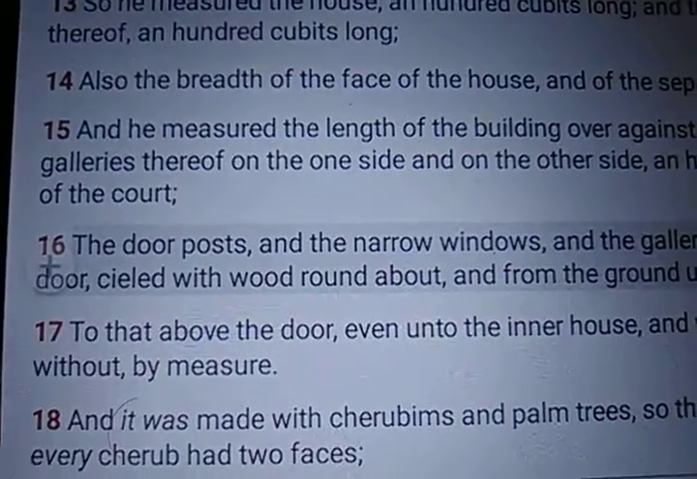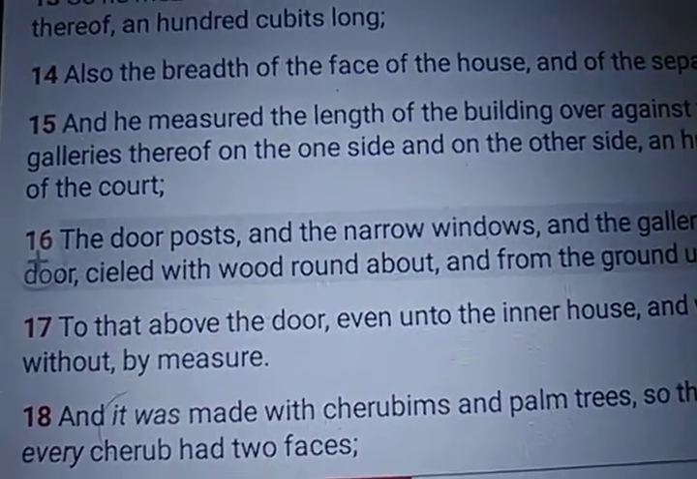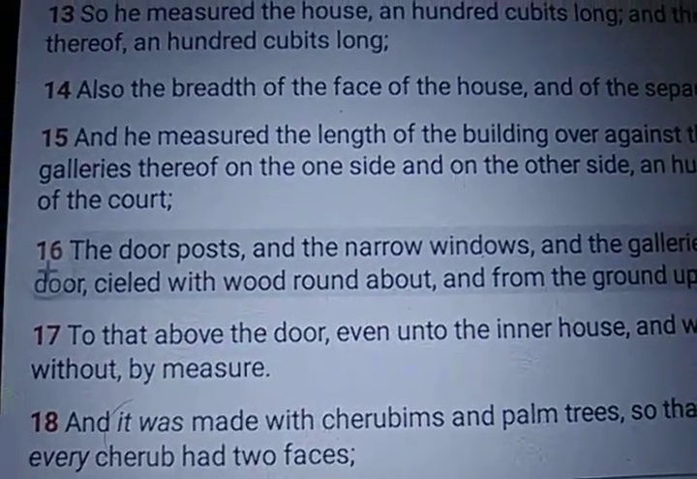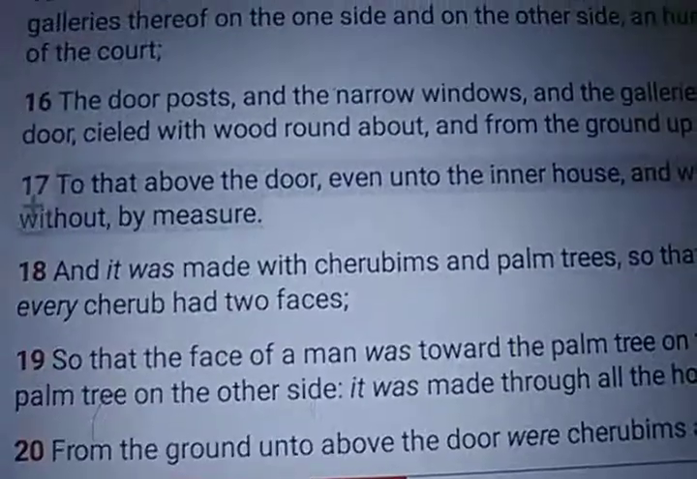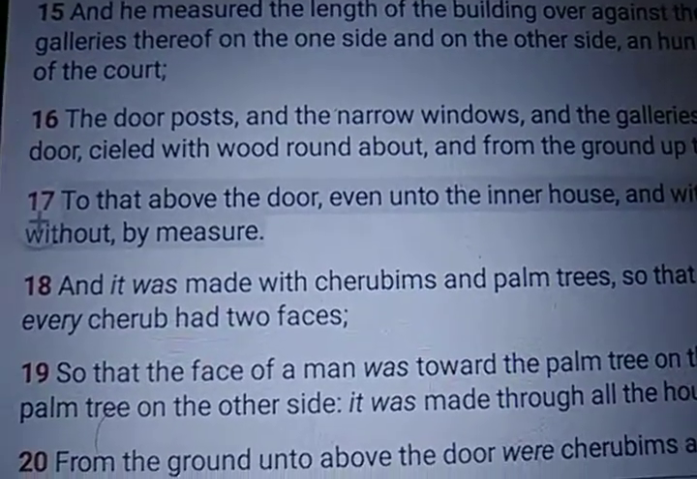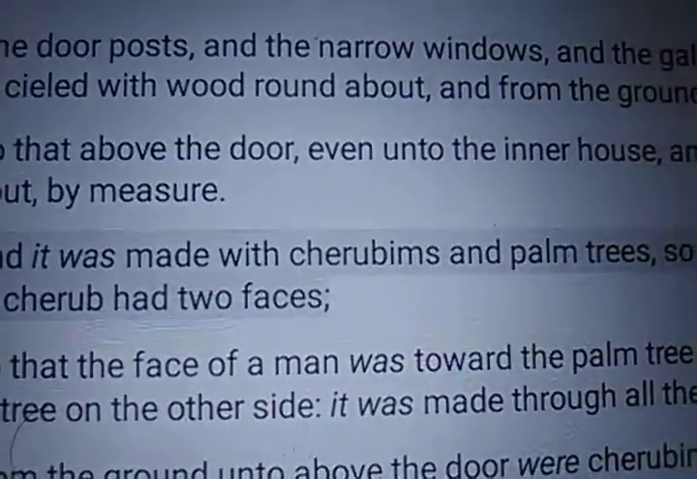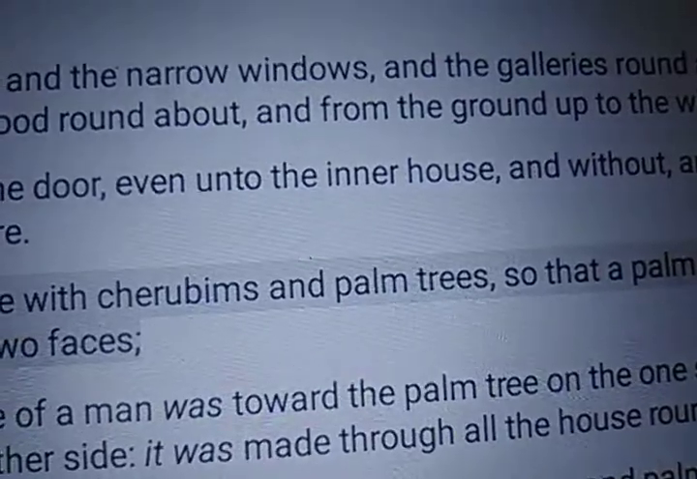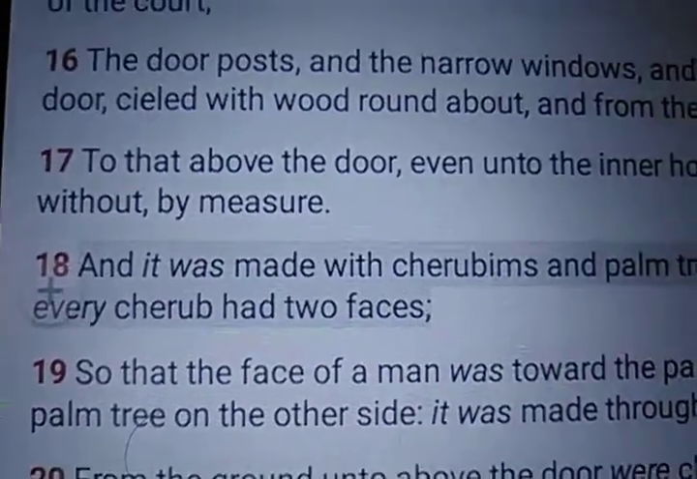The doorposts, and the narrow windows, and the galleries round about on their 3 stories, over against the door, sealed with wood round about, and from the ground up to the windows, and the windows were covered. To that above the door, even unto the inner house, and without, and by all the wall round about within and without, by measure. And it was made with cherubims and palm trees, so that a palm tree was between a cherub, and every cherub had 2 faces.